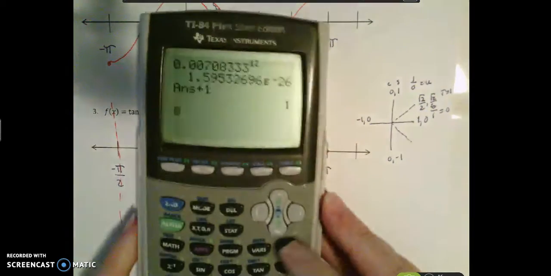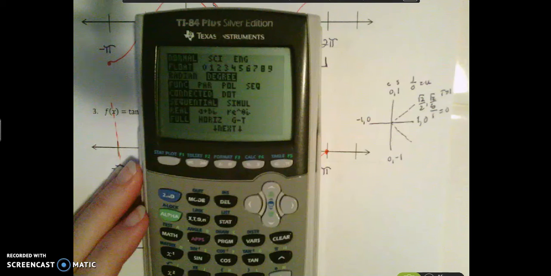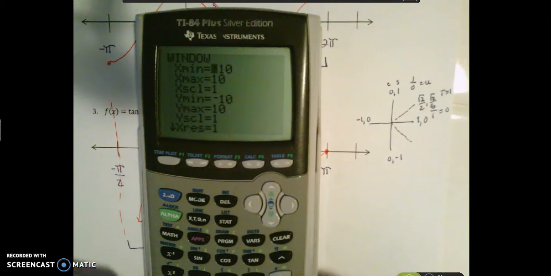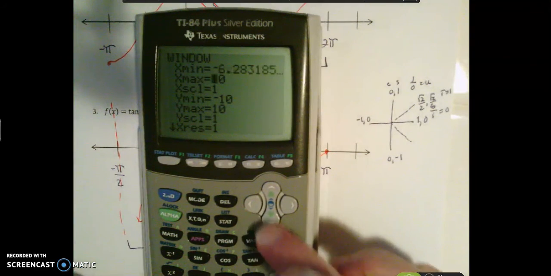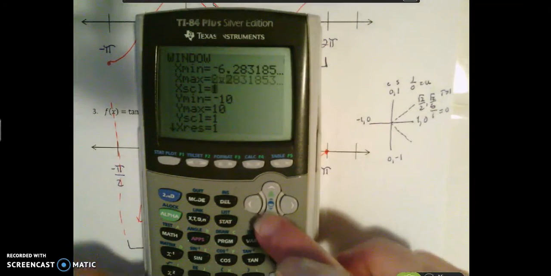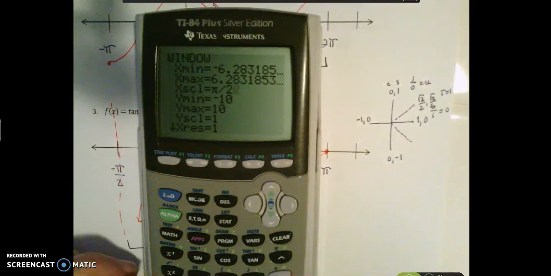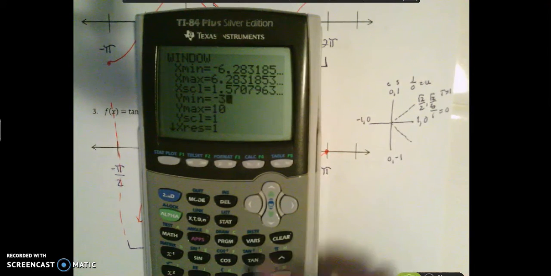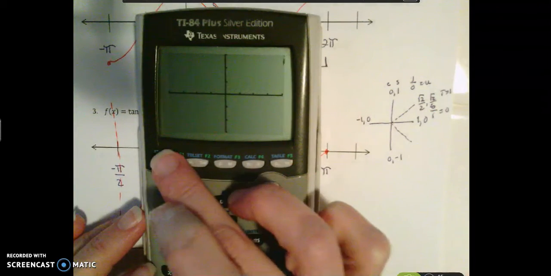So let me show you what we're going to do here. To get a better idea, we're going to go to our mode and make sure we're in radians. Then we're going to go to our window, and we're going to set our minimum for x at -2 pi, and our maximum is going to be 2 pi. Our scale is going to be pi divided by 2. And we'll set our y minimum at maybe -3 and our y maximum at 3. And so, whoops, I forgot to put my graph in there.